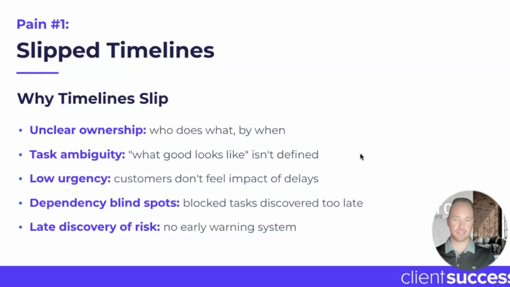So pretty clearly stated here, when it comes to why, it's people don't know who's supposed to do what and when. It's unclear ownership. The tasks just don't have clear details of what's going on, which then leads to there's no urgency behind any of it for people to even know, again, what happens if I don't do this. Then getting into dependency blind spots and late discovery of risk, where it happens after the fact. Let's be proactive about things.